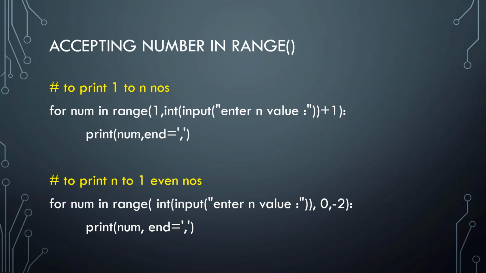Every number from 1: first 1 will be stored in num and we print it. Then the iteration automatically moves by one interval, the step value. So it will go to the next, 2, and 2 will be printed. Next 3, up to n plus 1. N plus 1 means suppose n value is 10, it will become 11. 1 to 11 means it will go from 1 to 10. So you'll get all the numbers. This is the way to write it. So this is said to be 1 to n numbers.